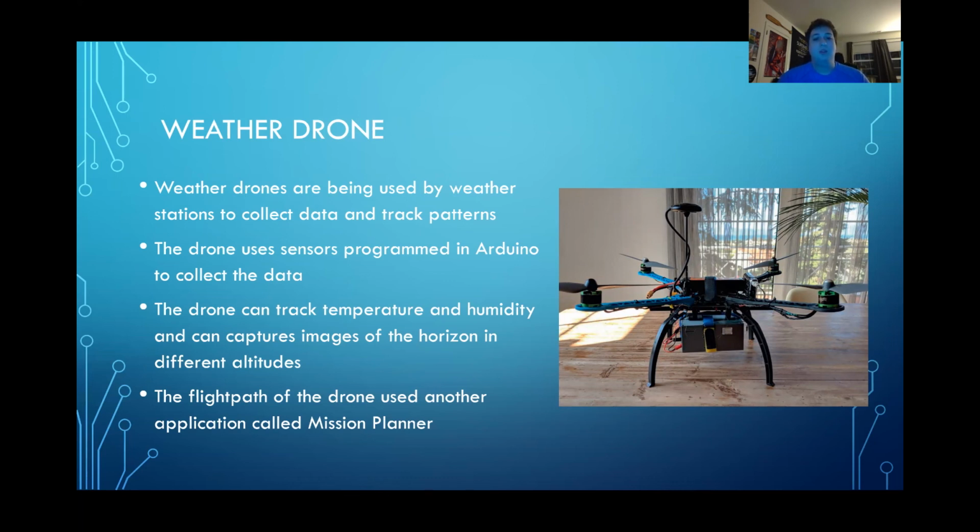The flight path of the drone uses another application called Mission Planner. I looked a little bit into this, and Mission Planner uses more of a GPS so that the station on the ground can track where the drone is and program where the actual course is for the drone. So where they want the drone to be or how high, and that kind of stuff.